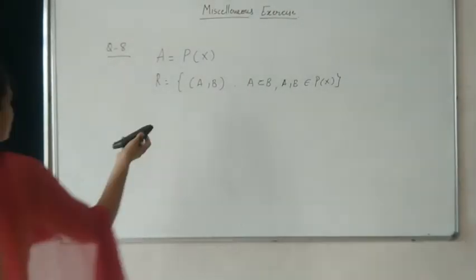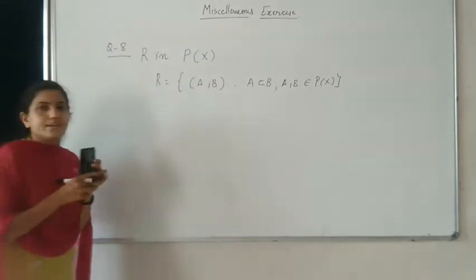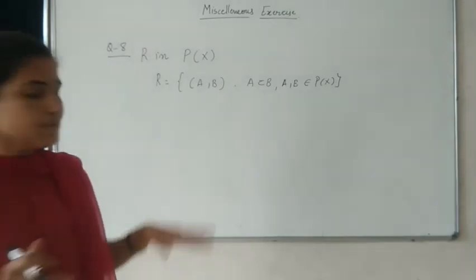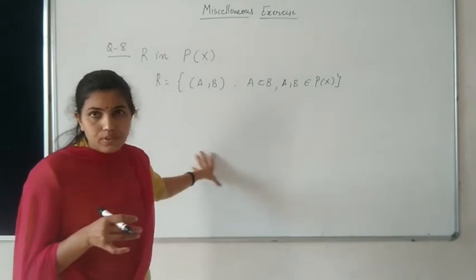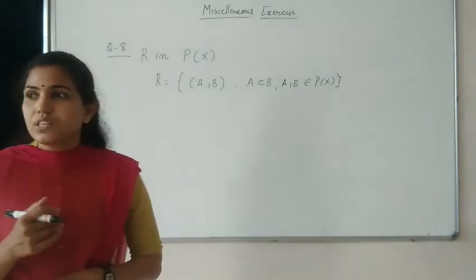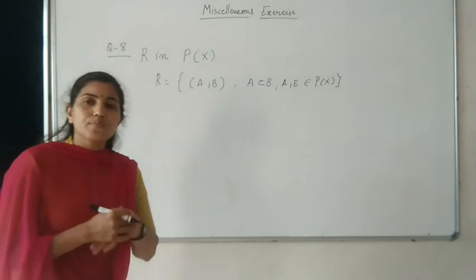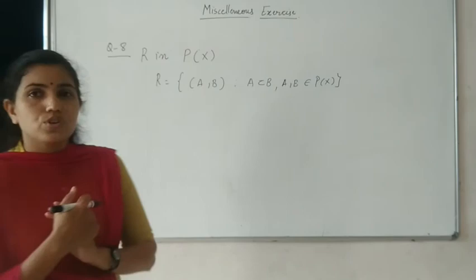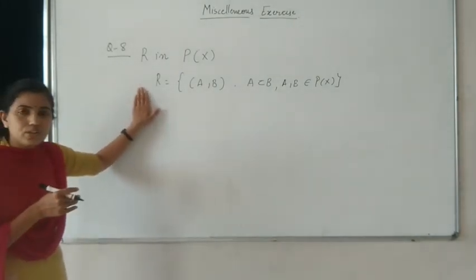So here, this is the relation R in the power set of X, defined like this. The question is, is this an equivalence relation? Justify your answer. Justify your answer means we have to check whether it is an equivalence relation or not. So remember students, this is the revision we can say in the miscellaneous. All types of questions are covered. So here we have to show this is an equivalence relation.